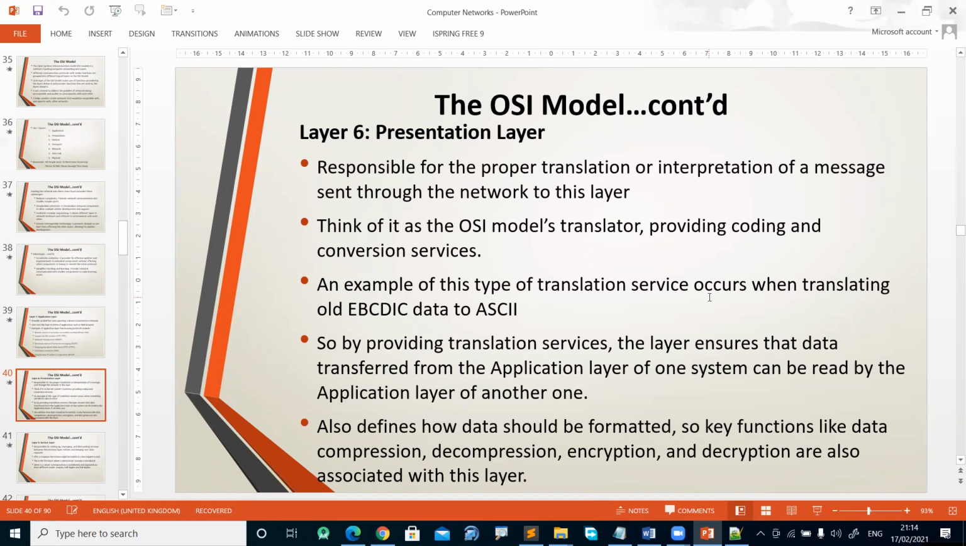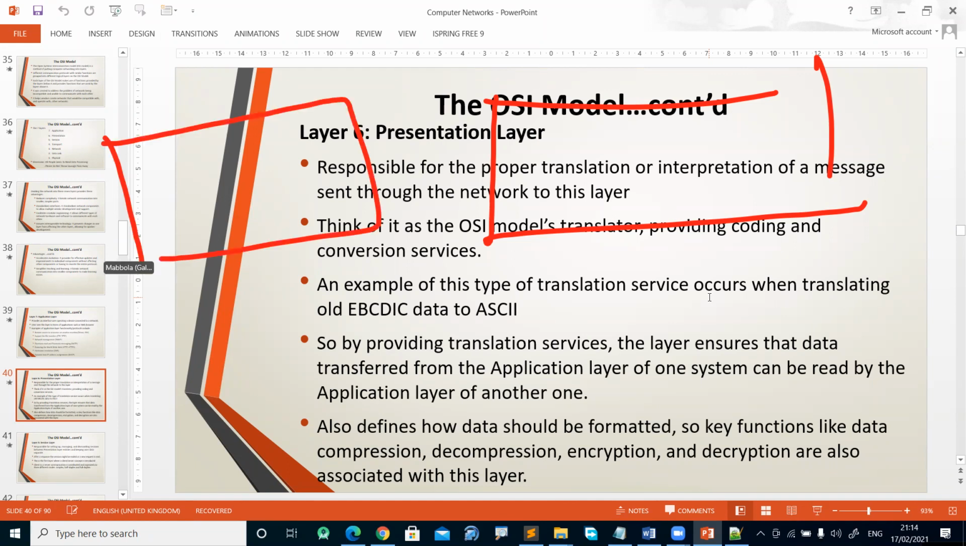Next point there. By providing translation services, the layer ensures that data typed at the application layer of one system, where I have typed in my mail, can be read by the application layer of the other system. Now here, we have two computers.